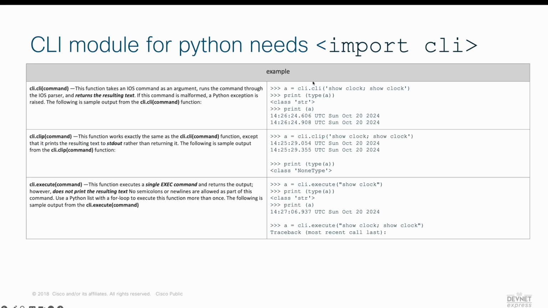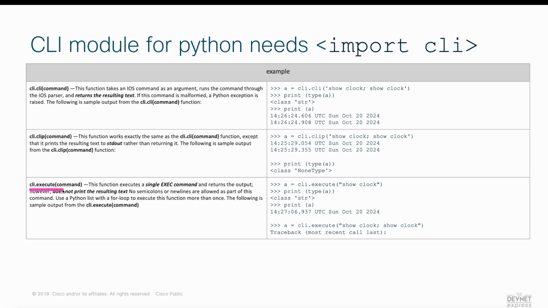Cisco has a special Python module called cli. The first thing is using a show command like that with cli.cli. This is very simple, and it's what I like to use. This returns text. So this is a very simple but very powerful way.